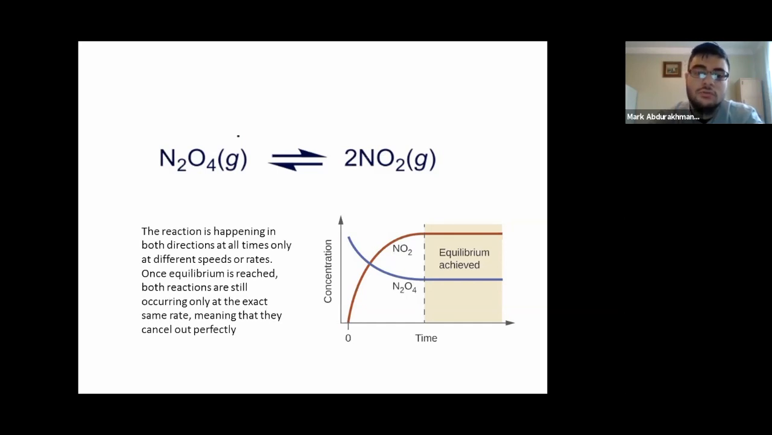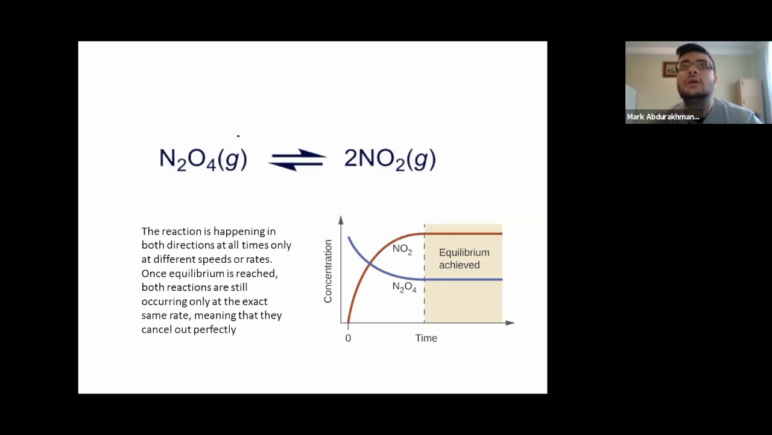So as a note, in both of these graphs, at all times during the whole reaction, there's forward and reverse reactions. At every point in this graph, N2O4 is being converted to NO2, but there's also at every point NO2 being converted back to N2O4. The only difference is one of the rates is usually faster than the other, unless you reach equilibrium, in which case the rates are the same in both directions.